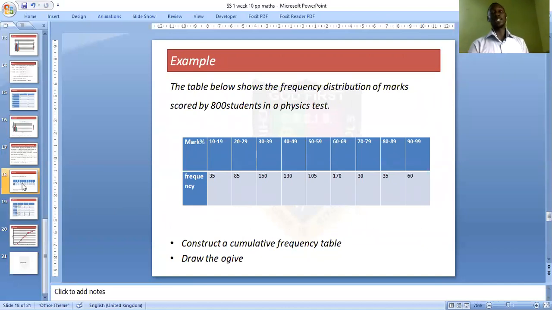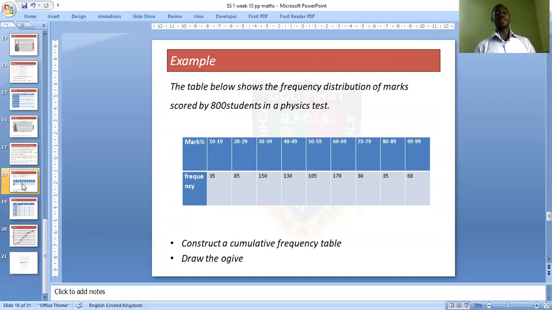Look at the variable. Look at the interval 10 to 19, 35. This one we are not using. We don't have a collection of data that we have to break down, so they're putting it down for us in the table. Class interval of 10 to 19, down to 90 to 99. Question one: construct a cumulative frequency table. And number two, draw the OGIVE.